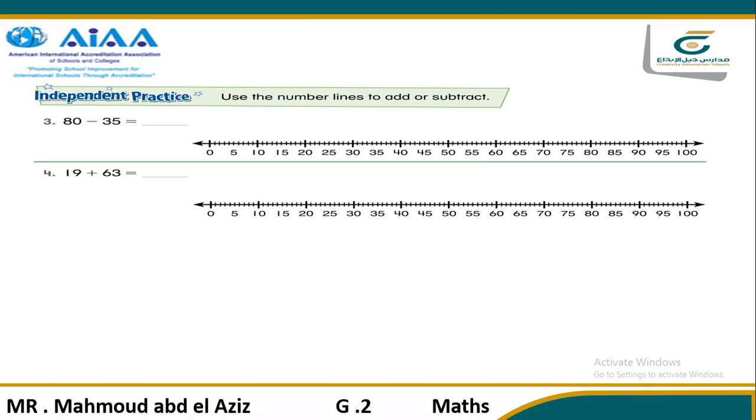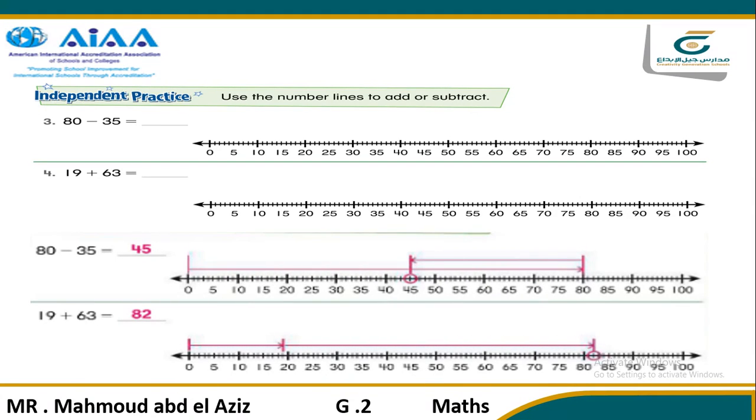So, dear students, with our first question here, I want to use the number line to add or subtract. Our question is 80 minus 35. So here we will start from 0 to number 80 and we will count on or count back. Excellent. We will count back because we have here minus. We will count back with 35 steps. So our answer here will be 45.